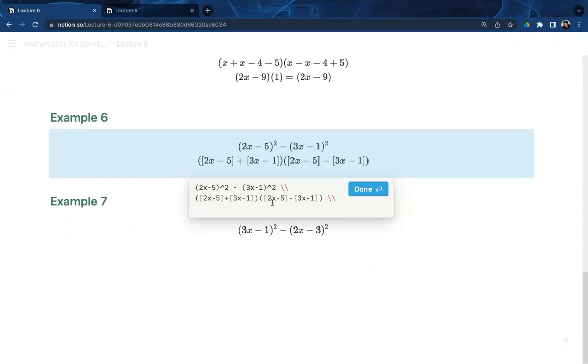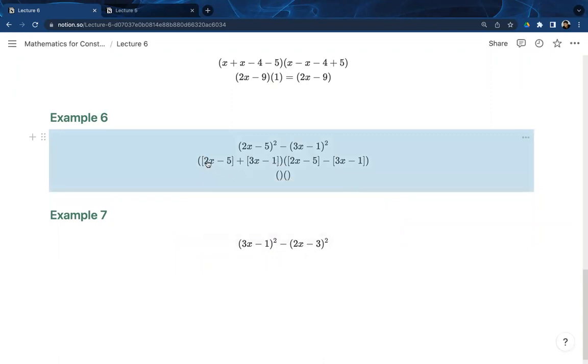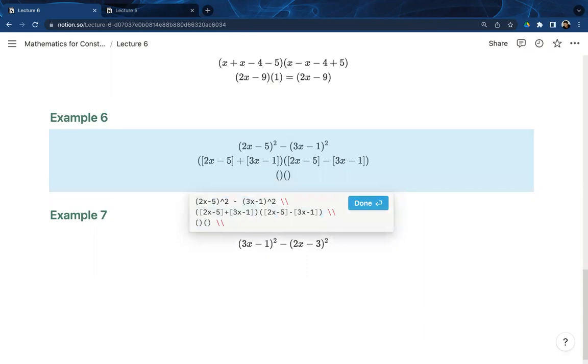So what would we have? In this first bracket, I have to add the x terms. 2x plus 3x is 5x, and minus 5 plus minus 1 is minus 6. In this bracket now, I have 2x minus 3x, so that's minus x, and I have minus 5. Now this minus by minus is a plus, right?